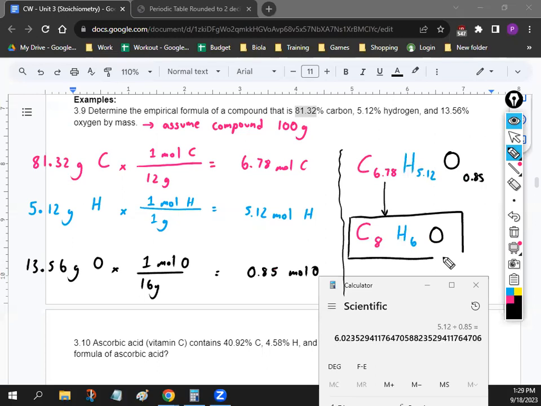So that is how you can find the empirical formula for a compound just by knowing the percentage of each element inside of it. Okay. So there's a couple things, I guess. It's first assume a 100-gram compound. You turn the percents into grams. You turn them into moles. And then you just do this last step.